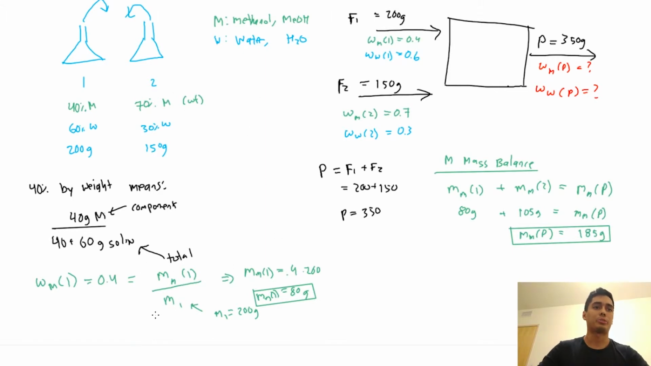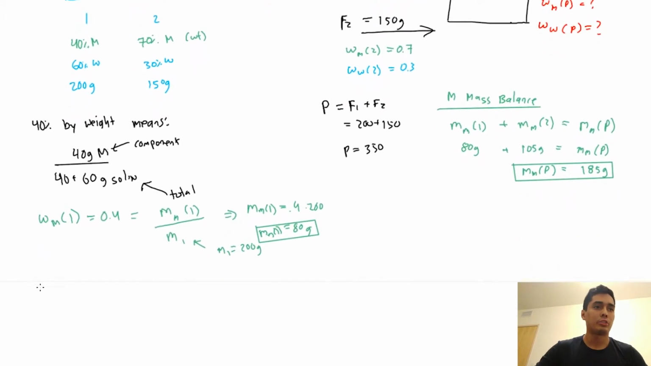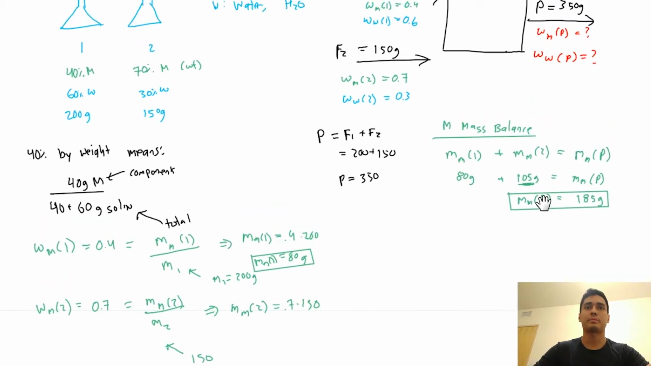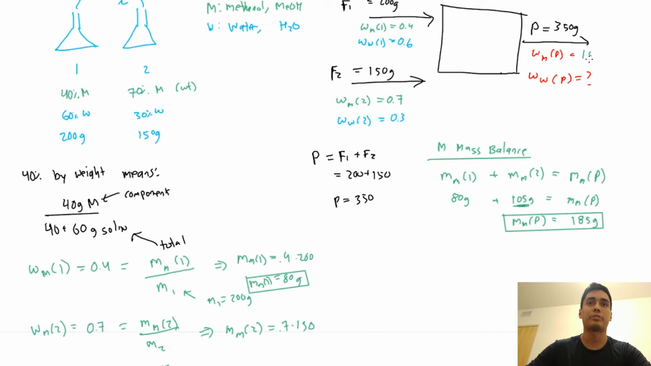And if you didn't follow where I got the 105 from, let me make sure we understand that. The mass fraction of the methanol in stream 2 is 0.7, right? And we take the mass of the methanol in stream 2 divided by the total mass of stream 2. The total mass of stream 2 is 150. So solving algebraically, the mass of the methanol in stream 2 is 70% of 150, and that's how we get this 105 value. And now we have the mass of the methanol in the product. Cool. It's going to be 185.